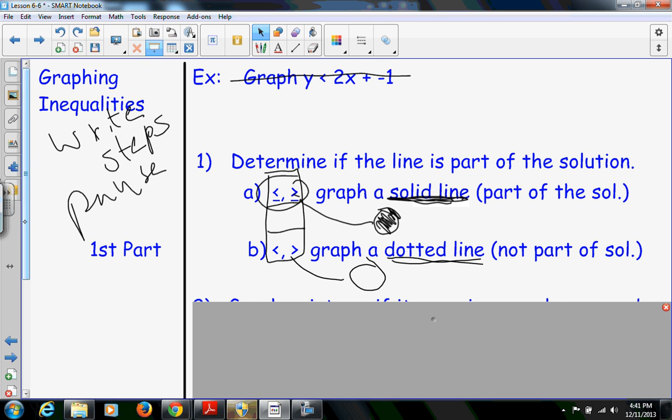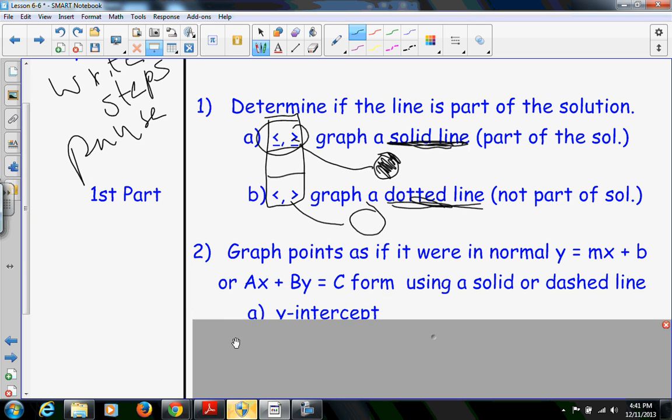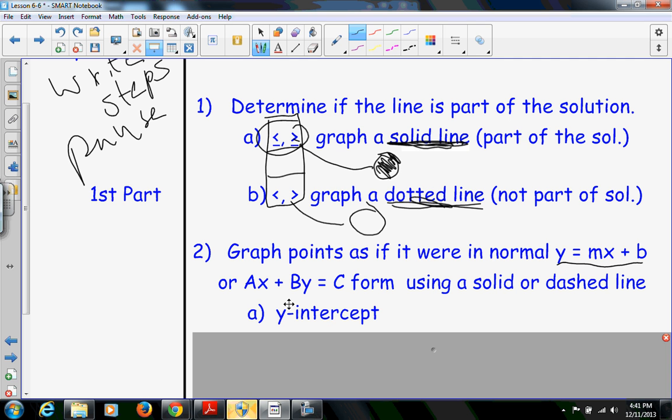Okay, so the first thing is to look at your inequality. If we look at this inequality here, I would say my line that I graph is going to be dotted in this case. Okay, moving on. The second step is to graph it as if it was a normal equation. It says graph as if it was normal, y equals mx plus b or standard form.